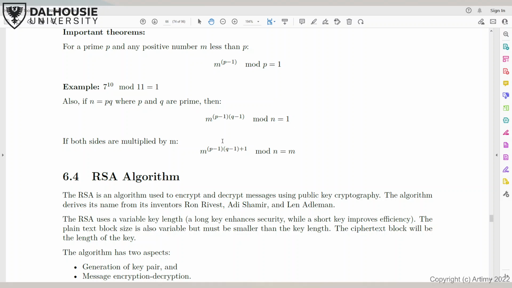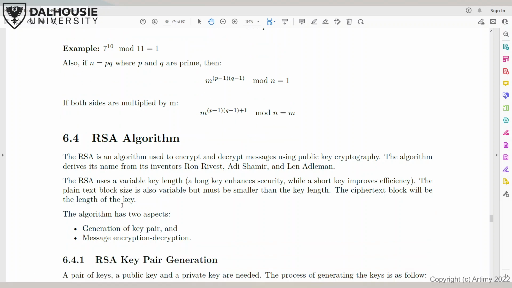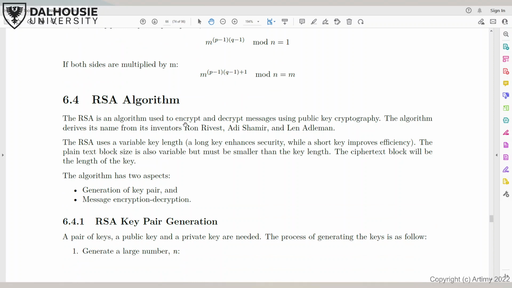So, all right, we have these basic modular arithmetic principles. Now we want to use them for public key cryptography. The first algorithm is one of the most famous, and it is used for encryption and decryption. It's called the RSA algorithm, called RSA because of the inventors, right? The inventors created the algorithm, they named it after themselves, and the algorithm works.